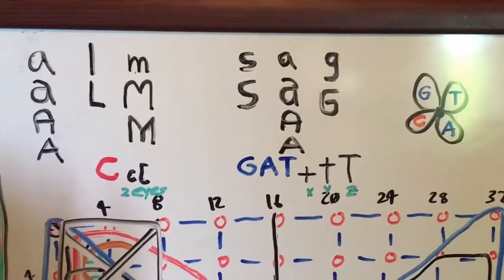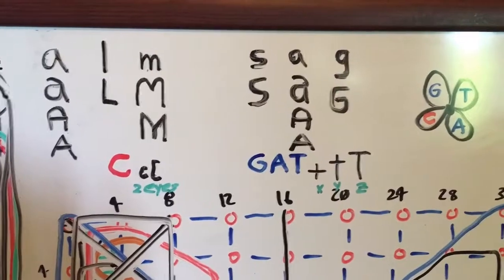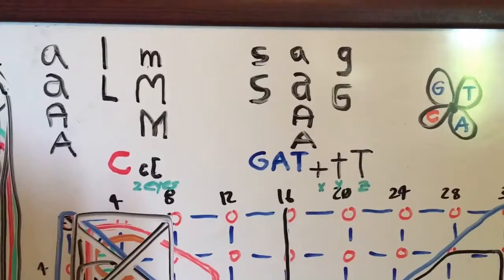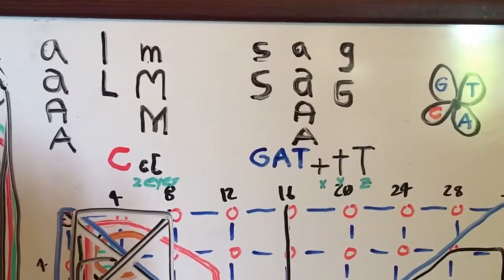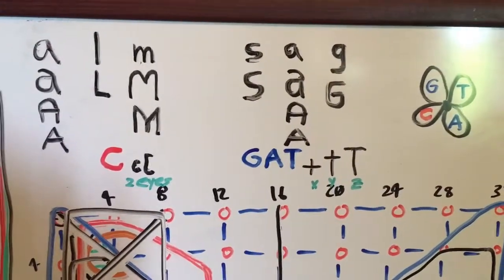Oh, when will my work be done? So, I'm looking at Austin Lee Meredith and Shelane Amber Graves. And I'm looking at all the different ways I can draw an A, draw an L, draw an M, an S, an A, a G.